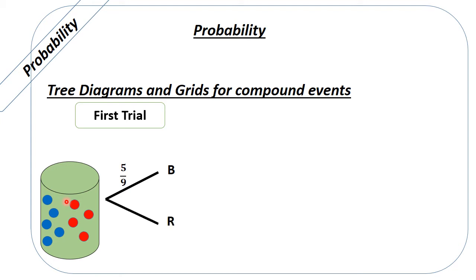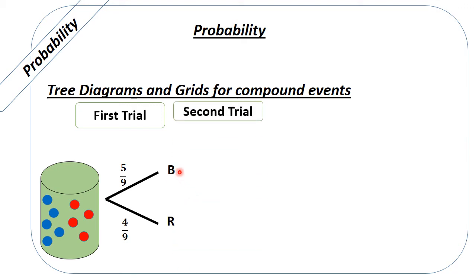Next, we go to a red ball. How many red balls are there? 4. What's the total number of balls? 9. So it's 4 over 9. When you complete a branch, just to ensure that your calculations are okay, when you add these two probabilities, they should give you 1. 5 over 9 plus 4 over 9 will give you 9 over 9, which is equal to 1. Next, we go to the second trial.